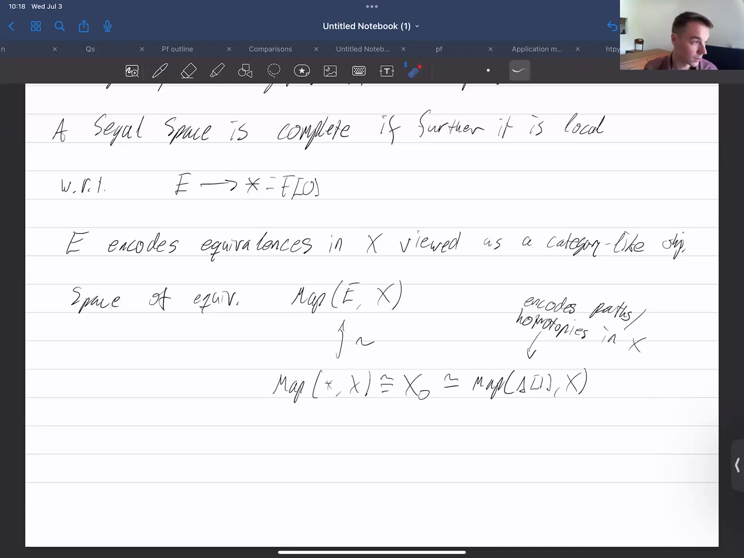So what this completeness condition is doing is, we have two notions of equivalence. We have equivalences viewed as a category-like object, and then homotopy equivalences when we view it as a simplicial object. And this completeness condition makes these two notions coincide.